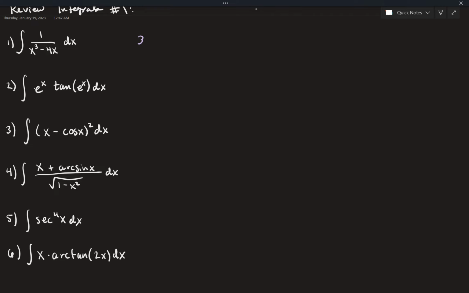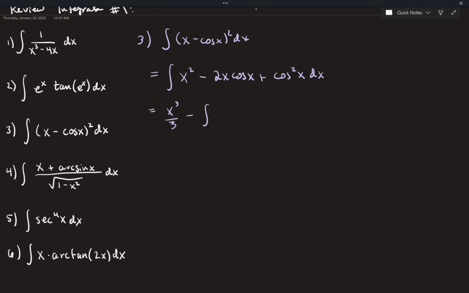So number 3. x minus cosine x, all squared. Well, from here, actually, I think probably FOILing out is the best way to go. If you notice, after you FOIL this out, these all become integrals that you know. The first one is just a real easy x to the third over 3. The second one is integration by parts. And then the third one is one of the trig integrals.